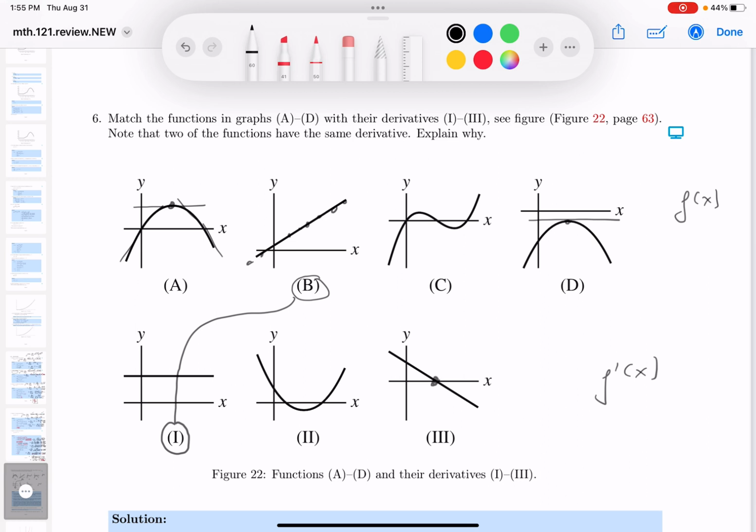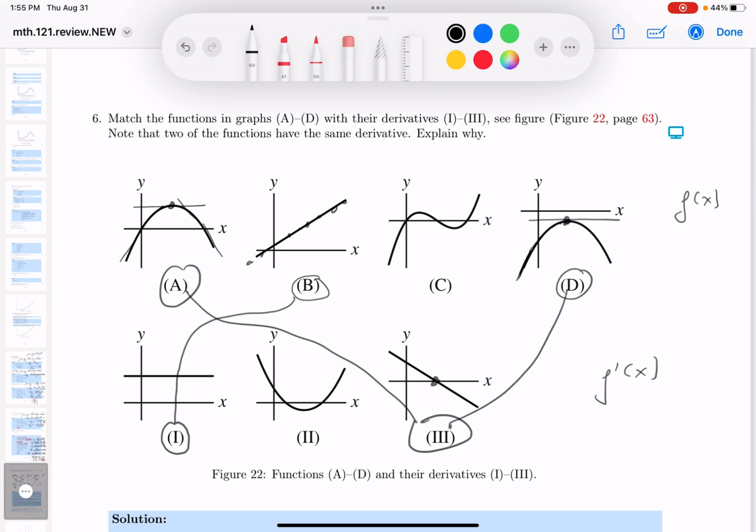I see the slope is 0. That slope is 0 over here. And to the left of it, the slopes are steep over here and they get less steep and go towards 0. So I'm going to say both D and A match to 3.